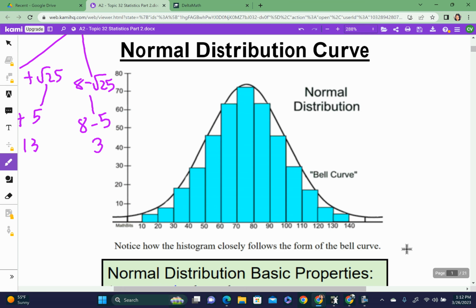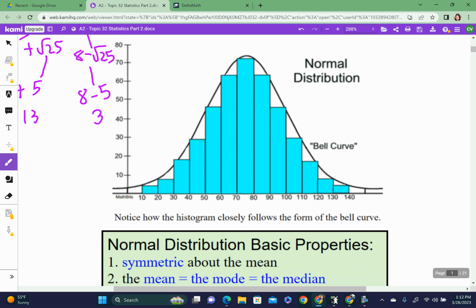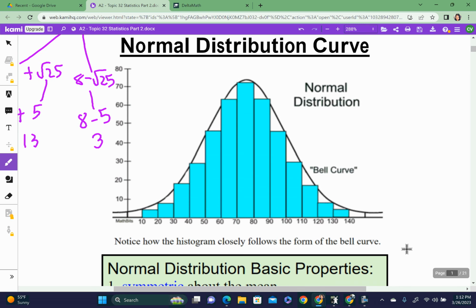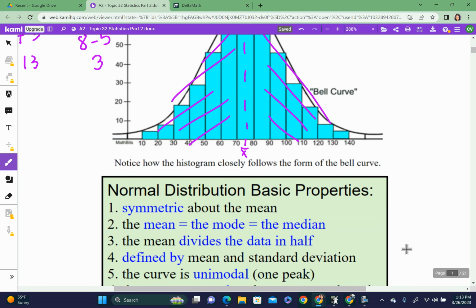Things that you need to know about this curve: if you cut it right down the middle, for a normal curve, this is going to be the same thing as the mean, and it's symmetric, right? This is 50% of the population, so this side is 50% and this side is 50%. So it takes the full 100% and cuts it into two. This side is below the mean, and this side is above the mean, okay? So that's symmetric about the mean.